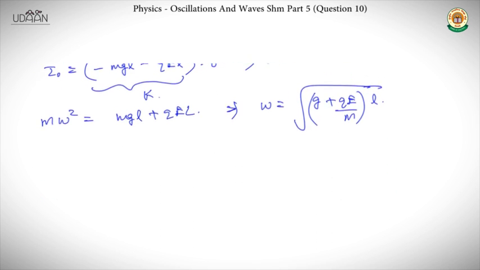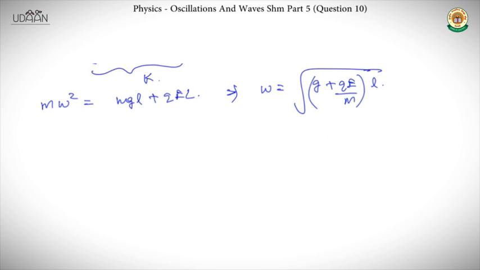So let's solve the same problem by utilizing our shortcut. So let's see how that shortcut works. For the time period, we have to take it out, right? Yeah, time period is nothing but 2 pi by omega. So that'll be our time period.